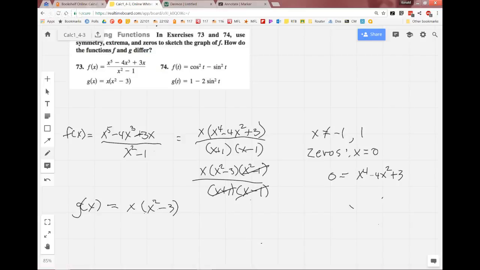So let's take a look now. Yeah. So then we're supposed to make a graph. Well, that's going to take a while. Let's do the Desmos here. Let's see, I've got to write these down. So we've got x to the 5th minus 4x cubed plus 3x all over x squared minus 1, and it may not show up. I don't know. And the other one is x times the quantity x squared minus 3. Okay, so now Desmos.